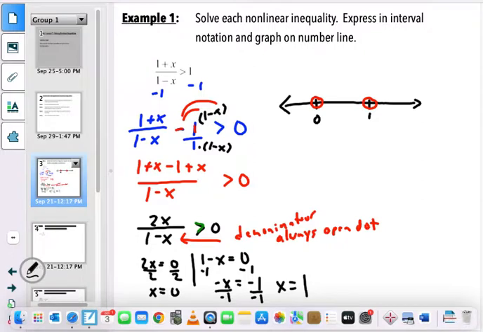So let's go ahead now and pick some test values just like we've been doing for everything else. So our test value over here is negative 1, and in between here I'm going to have 1/2, and something larger than 1 is going to be like 2. So I like to put my values into the factored form, which is here and here. So if I do that, 2 times the negative 1 there is a negative 2. Down here, 1 minus a negative 1 there is 2. Negative 2 divided by 2 is a negative 1. Is negative 1 greater than 0? No, that's false. So I'm not going to shade in this section over here on the left.